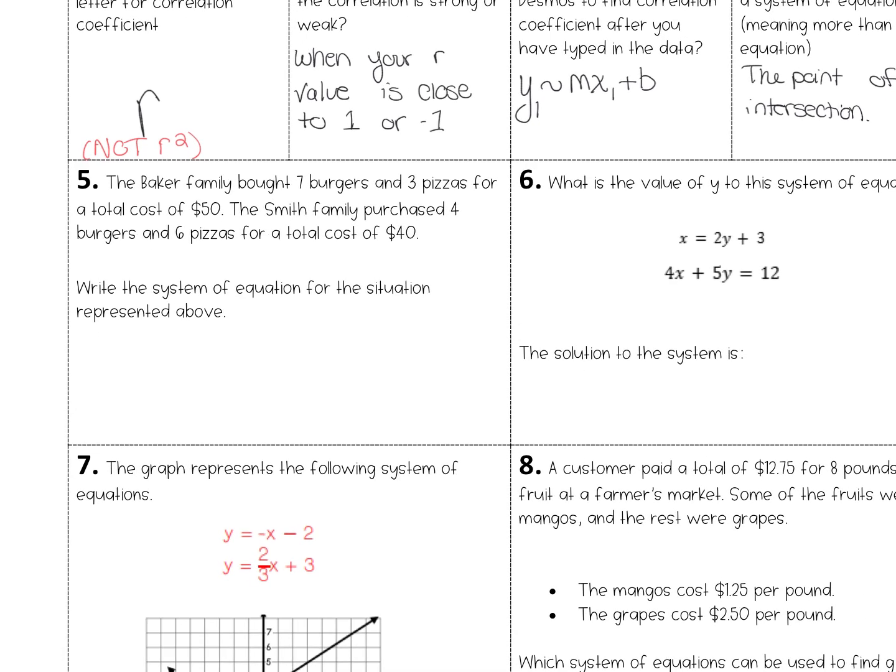So now we're going to start on the math problems. The Baker family has bought 7 burgers and 3 pizzas for a total cost of $50. The Smith family purchased 4 burgers and 6 pizzas for a total cost of $40. Write the system for the situation. So remember, when we read, we're always going to make sure we pick letters. Technically, we normally are going to use X and Y. So let's call burgers X.